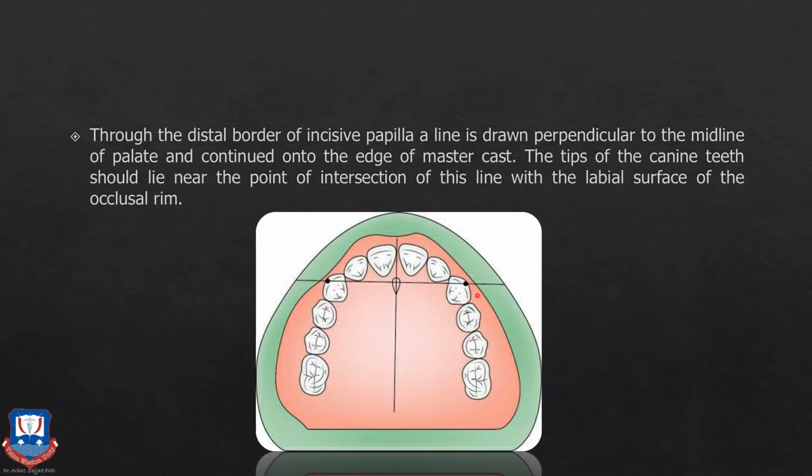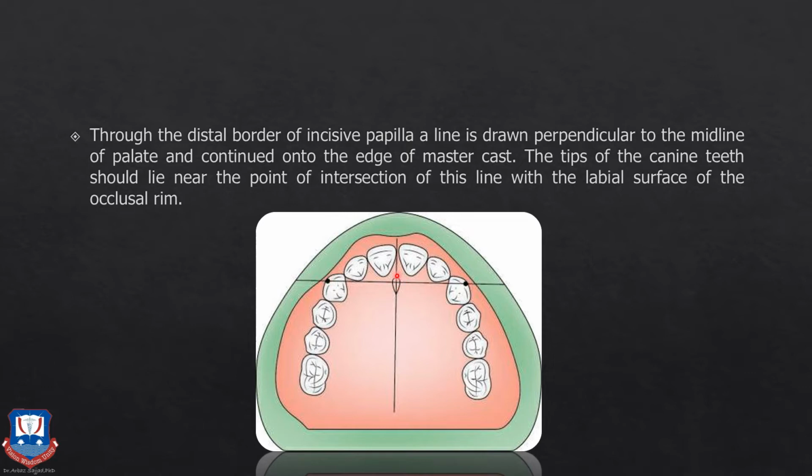So next, incisive papilla also serves as a guide for determining the anterior teeth selection. We should draw a line through the distal border of incisive papilla perpendicular to the midline of the palate, that is passing through the mid palatine raphe, and on this line the tips of the canine will lie.